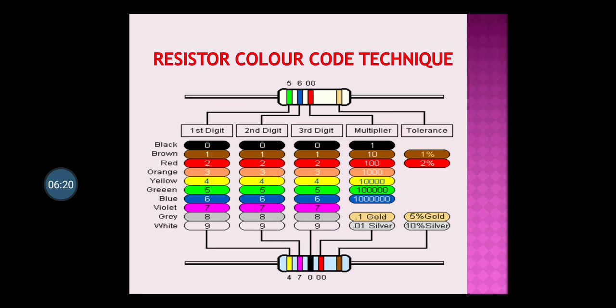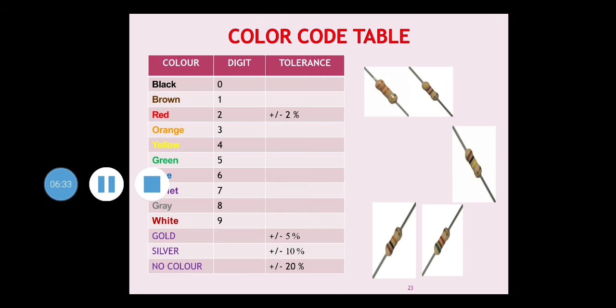Now we will study the resistor color code technique, how to find the value of the resistor using the color code table. This is also a shortcut way to remember, but here only the digit is written.